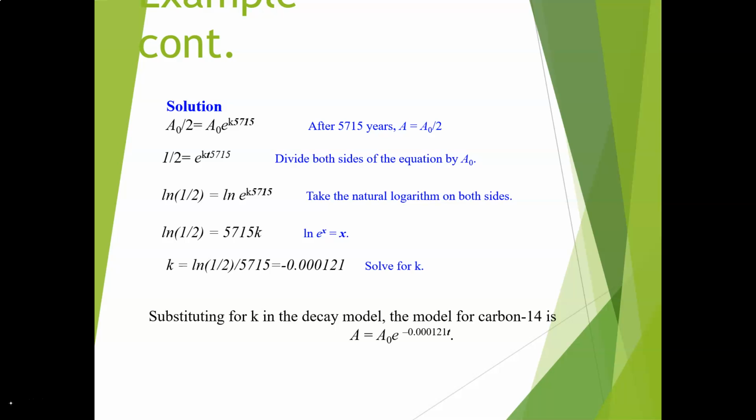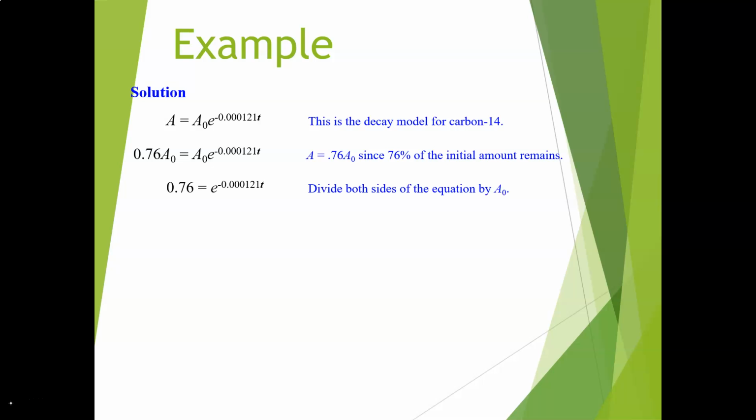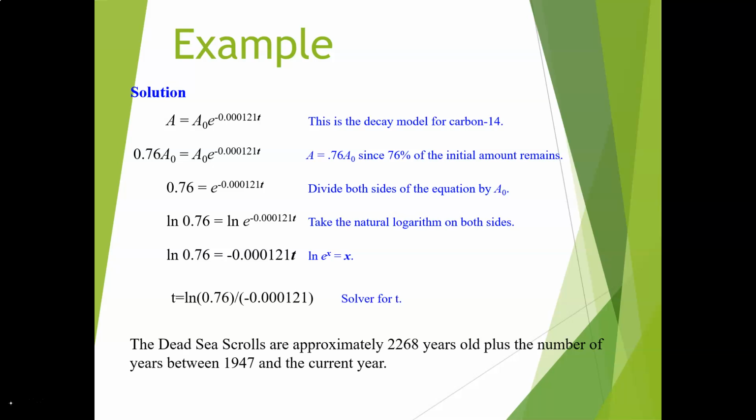What am I going to use for my A? If I have 76% remaining, I just use 0.76 A naught. In the previous question, they told me how much had gone, so I had to go 1 minus that to find out how much I had left. This time they told me how much I had left, so I don't even need to do any maths there. Divide by A naught, simplify using your log laws. How did we go? Did we get approximately 2268 years?